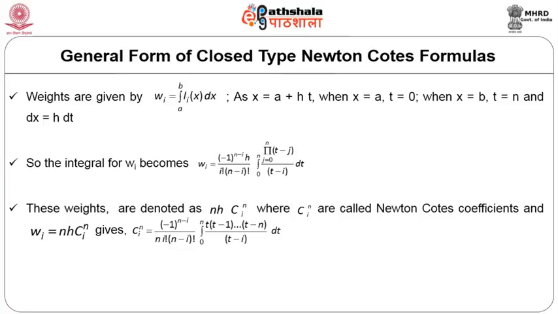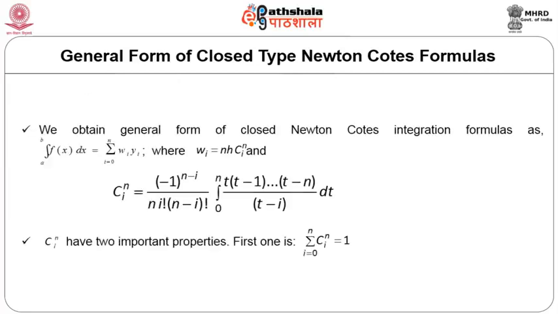So all the constant terms we take outside: h times (-1) raised to n minus i, upon i factorial, (n minus i) factorial, and inside the integral sign we get 0 to n. The numerator is the product of (t minus j), j running from 0 to n, and the denominator is (t minus i) dt. Basically it is only the terms t minus 1, t minus 2, ... t minus n except the factor t minus i, and that we are expressing as the product over j equal to 0 to n of (t minus j) upon (t minus i) dt.